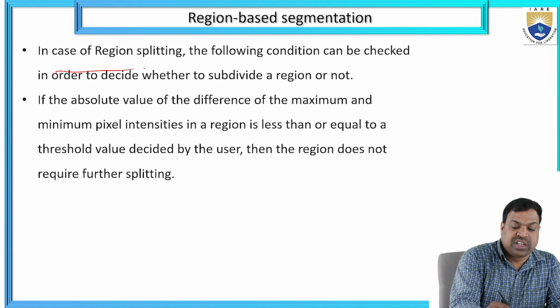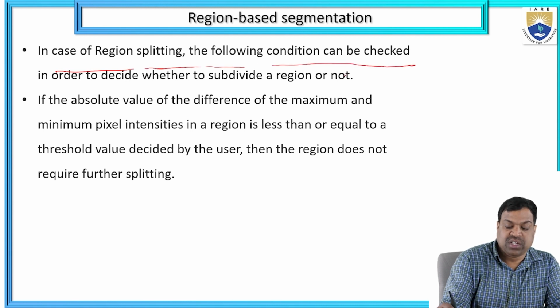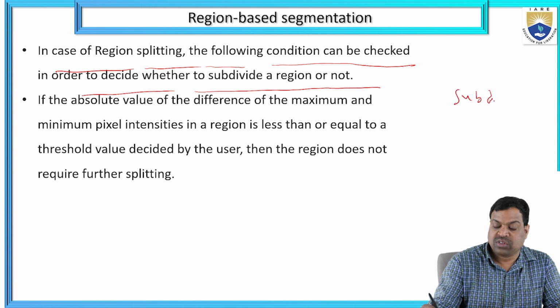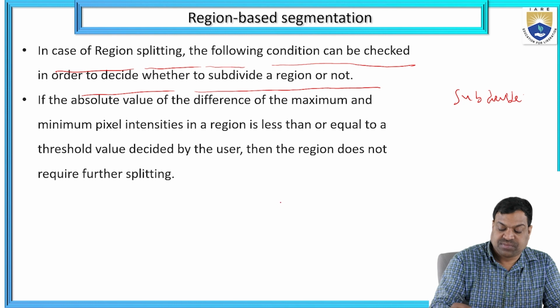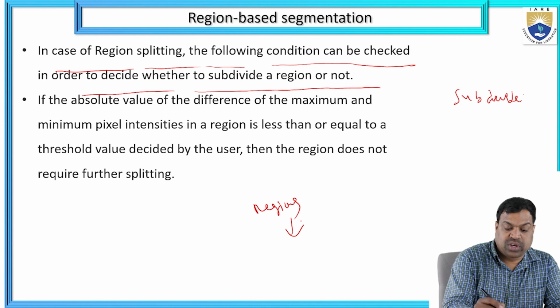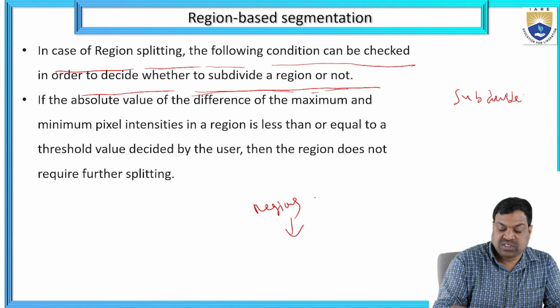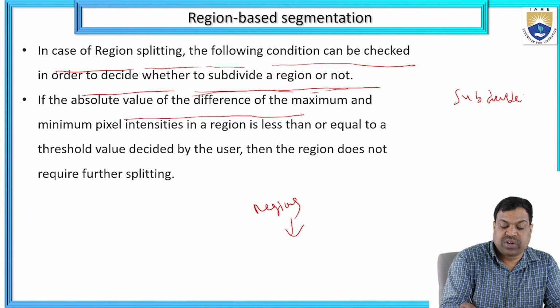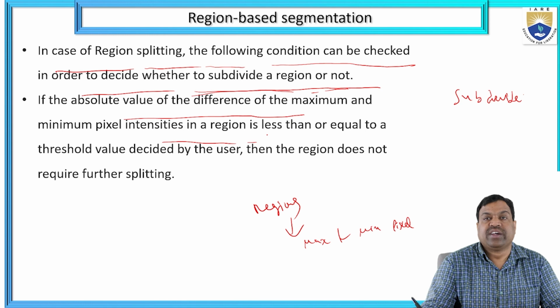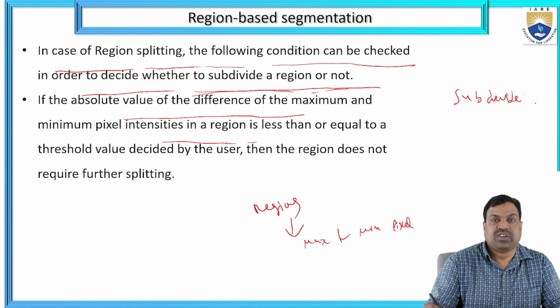In the case of region splitting, the following conditions can be checked in order to decide whether to subdivide into regions. When we are subdividing a region or not, the absolute value of the difference of the maximum and minimum pixel intensities in a region is less than or equal to a threshold value decided by the user, then the region does not require further splitting.